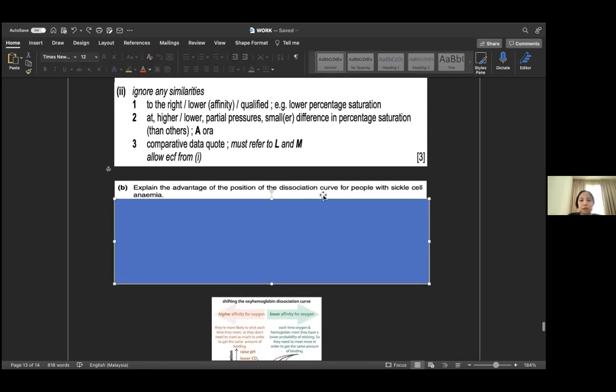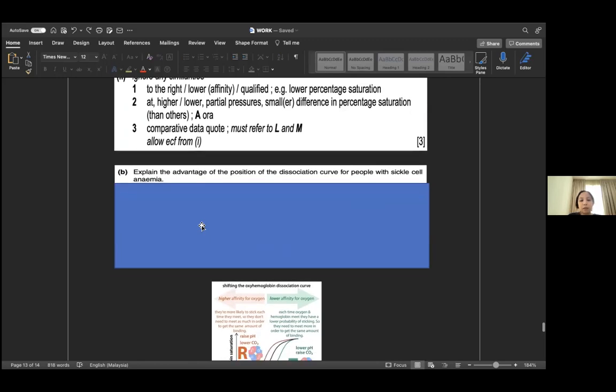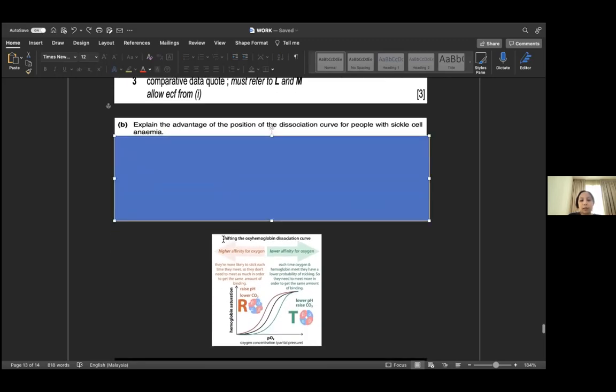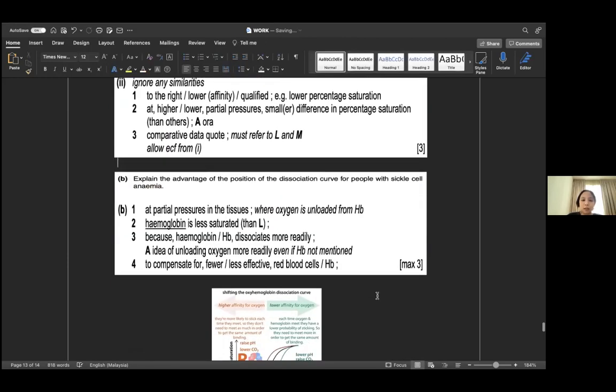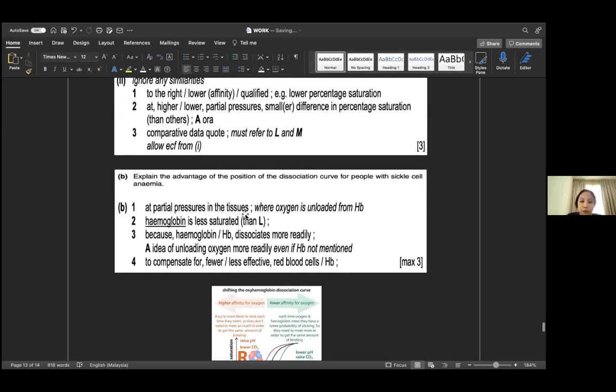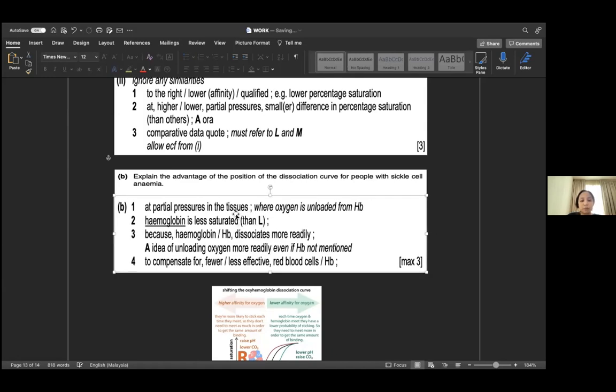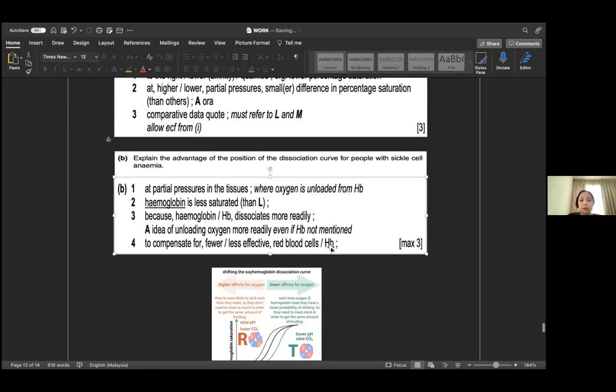Explain the advantage of the position of the dissociation curve for people with sickle cell anemia. For this, you want to talk about the lower affinity, so you can release more, so more hemoglobin can dissociate to release oxygen. So this is the answer. At partial pressures in the tissues where oxygen is unloaded from hemoglobin, hemoglobin is less saturated. So you're supposed to talk about the saturation of hemoglobin. Because hemoglobin dissociates more readily, the idea of unloading oxygen more readily, even if hemoglobin is not mentioned, is allowed, to compensate for fewer or less red blood cells.